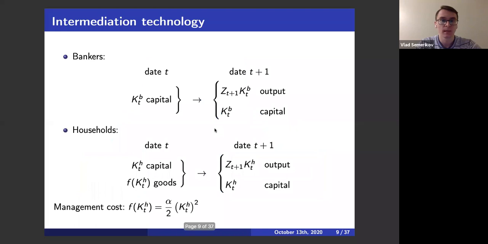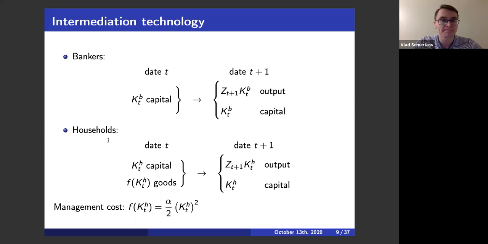Here's the intermediation technology. At each period of time, at date t, the banker who intermediates K_t^B amount of capital is going to have the following return in the period afterwards. One unit of capital is going to yield Z_{t+1} K_t^B units of output, or the consumption good, as well as the leftover capital itself. Here Z_{t+1} is the productivity shock, which is going to follow a simple AR(1) process.